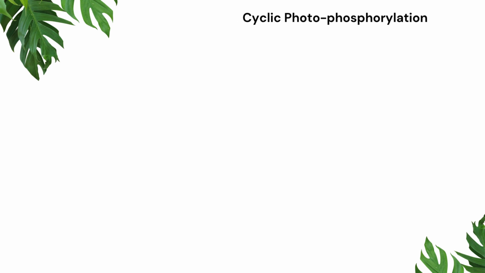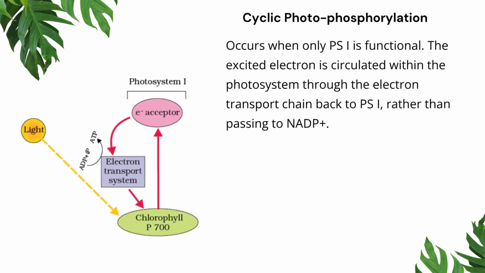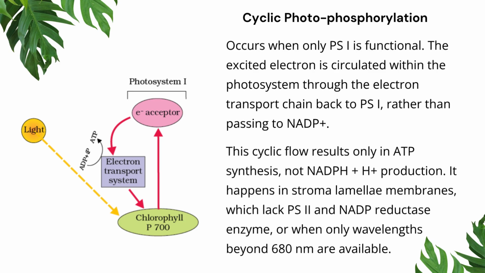Cyclic photophosphorylation occurs when only PS1 is functional. The excited electron is circulated within the photosystem through the electron transport chain back to PS1 rather than passing to NADP+. This cyclic flow results only in ATP synthesis, not in NADPH plus and H plus production. It happens in stroma lamellae membranes, which lack PS2 and NADP reductase enzyme, or when only wavelengths beyond 680 nanometers are available.